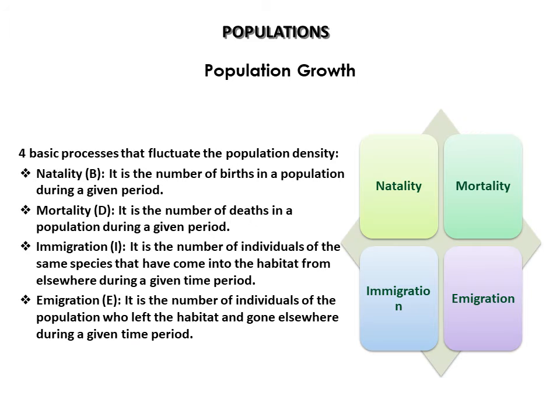If I go to the next slide, yes. So these are the four factors which determine the population growth: natality, mortality, immigration, and emigration. Now, what is what? Natality is the number of births, and we denote it as B. Mortality is the number of deaths, denoted by capital D. Immigration is individuals that come into the habitat, that is capital I, and emigration is individuals that leave the habitat, so capital E. So these are the factors which determine the population.